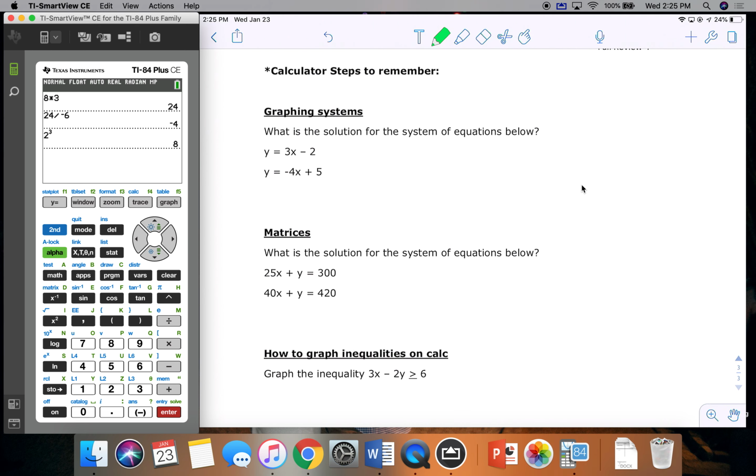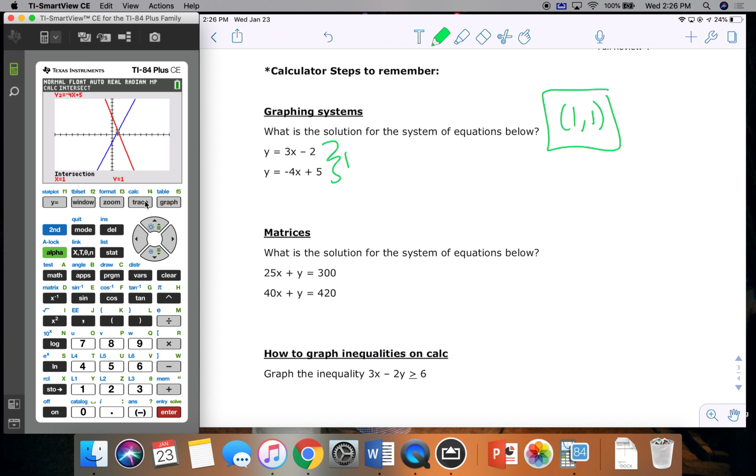So a couple of quick calculator steps to remember. If you are given a y equals and they ask you for the solution to the system, you can put them both in y equals in your calculator. So 3x minus 2 and -4x plus 5. I can go to graph and see where they cross. And then I can click second, trace 5, enter, enter, enter to see exactly where the answer is.